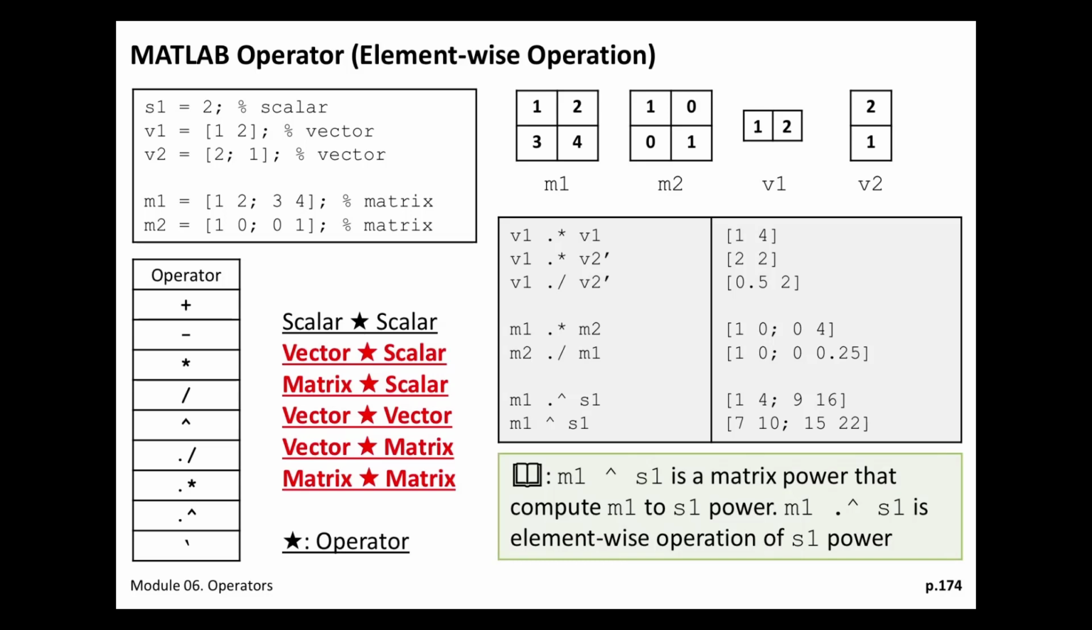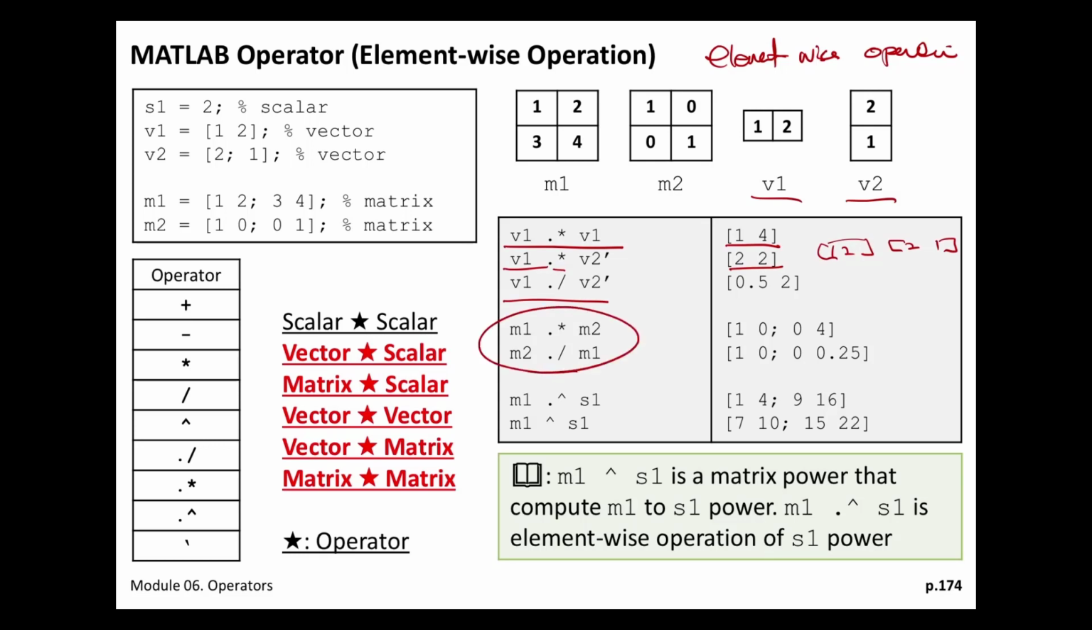What about the dot operation? As we already learned about this, this is the element-wise operation. So there are two vectors, v1 and v2. This one gives you this, right? 1 times 1 is 1, 2 times 2 is 4. Then v1 multiplied by v2 transpose, that is this one and 2, 1. That's why it's a 2 by 2. Okay, this is the element-wise division. Matrix is also the same. M1 is a 2 by 2, M2 is a 2 by 2. Element-wise multiplication and division.